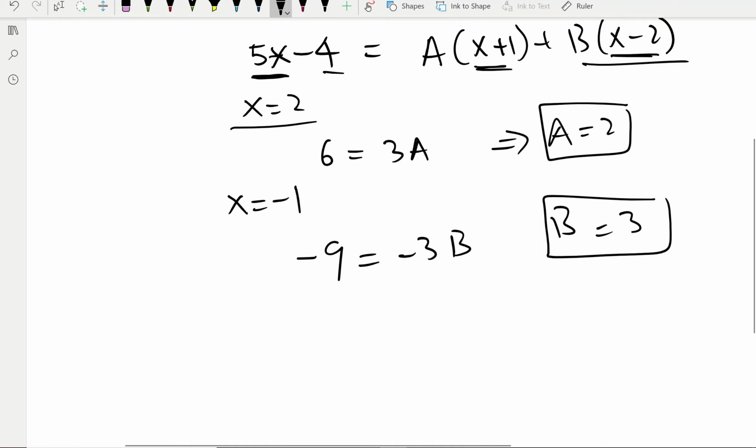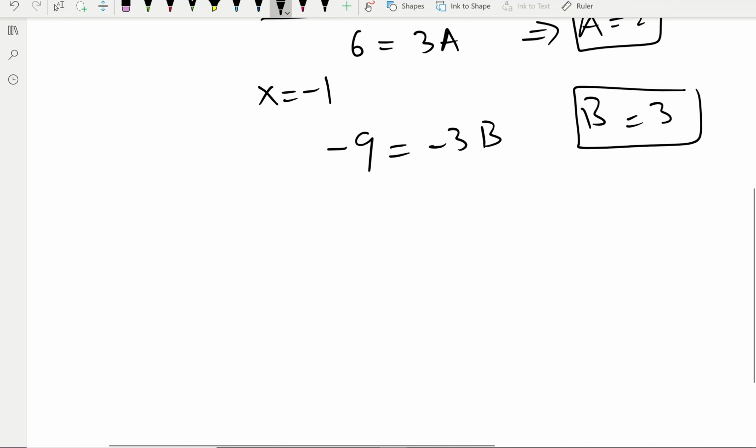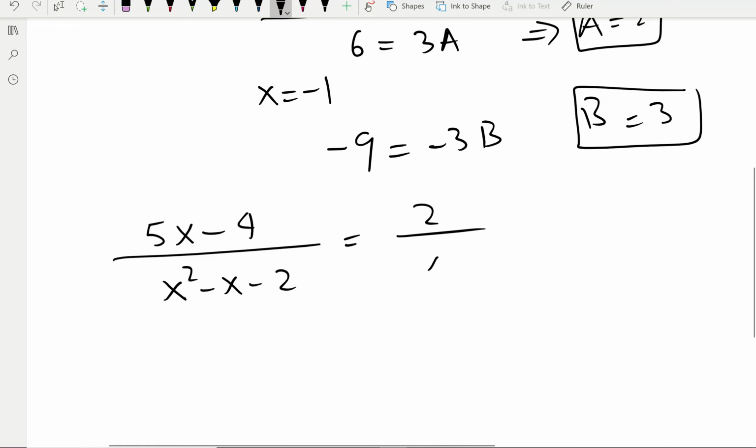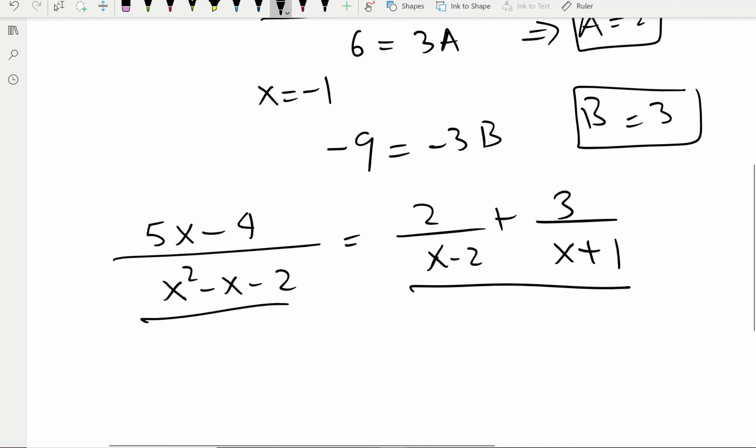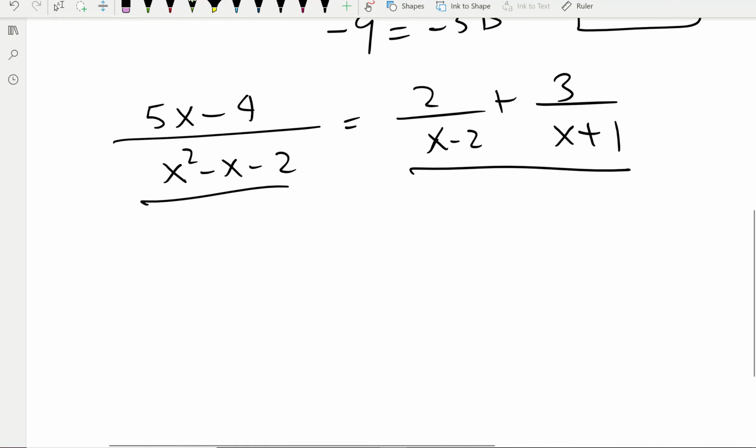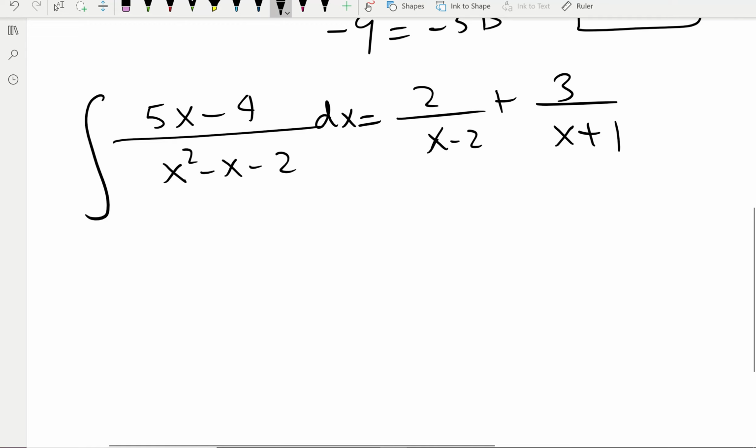So what is the decomposition? The fraction (5x minus 4) over (x squared minus x minus 2) equals, with A equal to 2, 2 over x minus 2, plus, with B equal to 3, 3 over x plus 1. See for yourself, what we have here is much simpler than what we started with. Now let's do the integration. You have to integrate the left hand side, but it's the same as integrating the right hand side because of the equal sign. So let's focus on the right hand side.